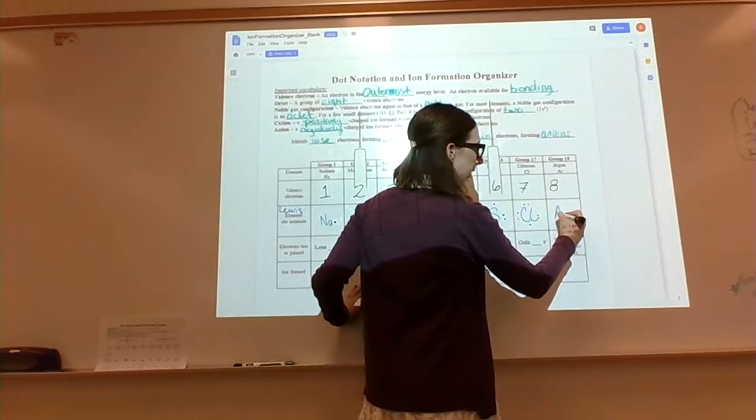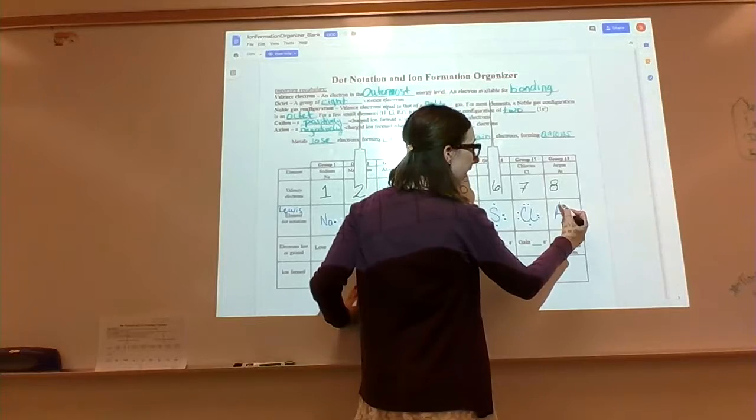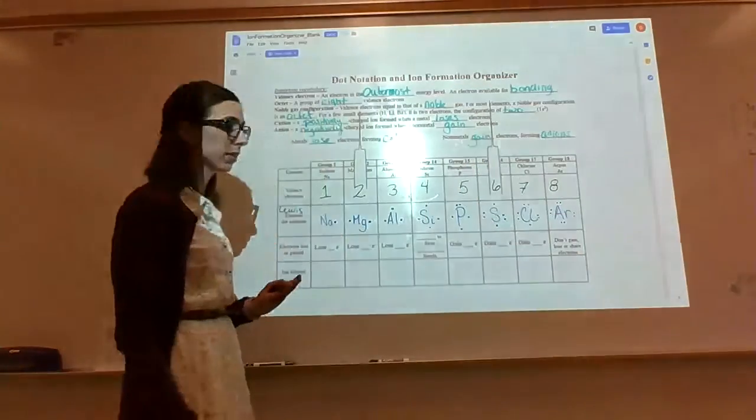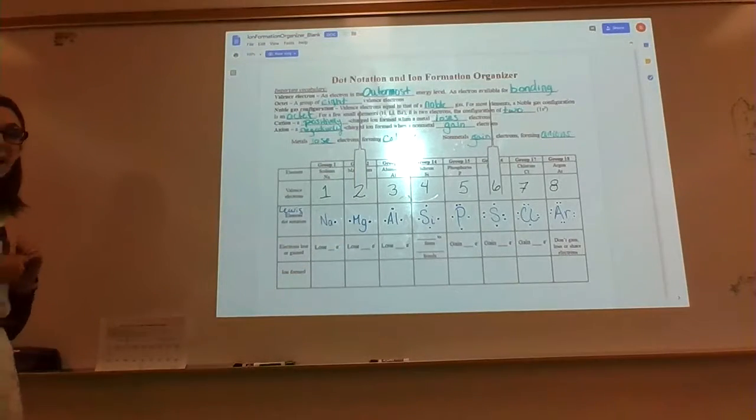Argon is our noble gas that we get to. Ar, and it's going to have all 8. There will never be more than 8 valence electrons for the Lewis dot structure. Or when talking about valence electrons, there will never be more than 8.